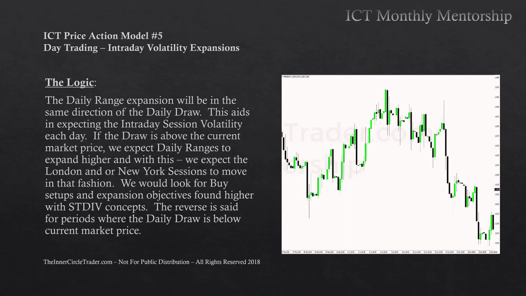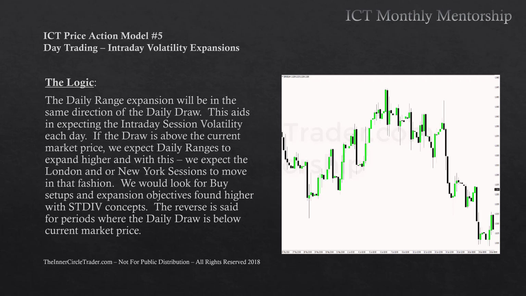Okay, continuing on with the logic behind this model. The daily range expansion, referring to the daily chart and candle itself, will be in the same direction of the daily draw. Okay, so where we think institutional order flow is leading price, we're going to be anticipating the daily ranges collectively, not every single day is it going to do this, obviously, but over a large sample size of data, we'll see primarily the biggest range and expansions will be in that direction. Okay, that's what I'm referring to here.